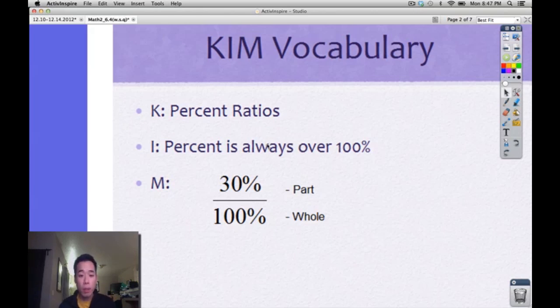Percent is always over 100. Remember how we talked about that in class. The magical number for percent is always 100. So for your memory piece, just remember that if I get 30% over 100%, I have 30%. You may also look at it as 30 over 100, which means out of 100 I have 30. So this is my part, and this is my whole, my maximum.